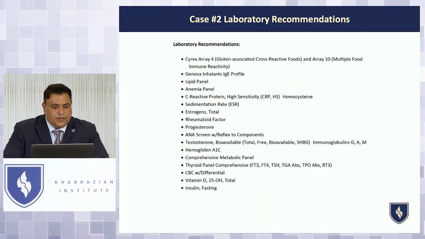I want to look at laboratory recommendations. I want to look at Cyrex Array 4. I want to look at cross-reactive foods again. So right off the bat, I'm going, hey, brain injury, neuroinflammation, there's thyroid autoimmunity, there's cerebellar autoimmunity, there's cross-reactivity between gluten and these structures, there's cross-reactivity with TPO. We've got to get the autoimmunity down.